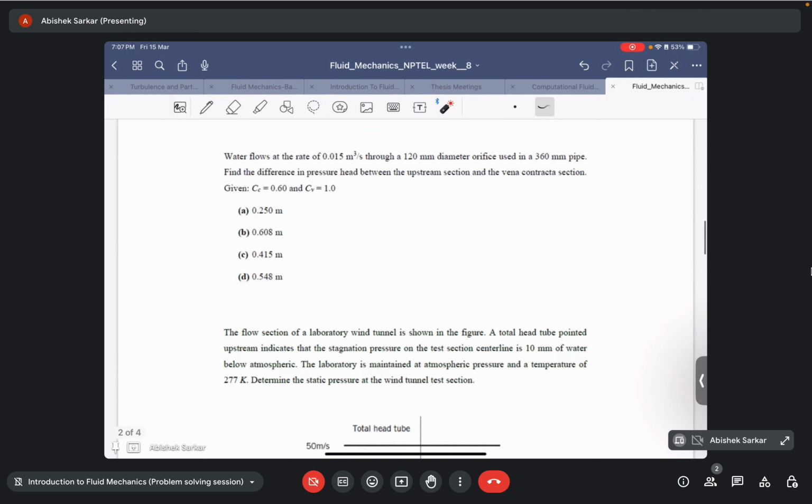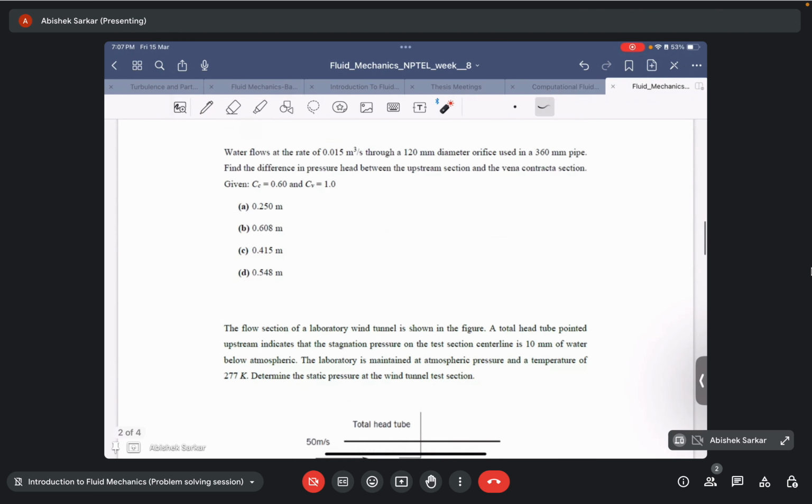So now let us look into question number 3. Water flows at the rate of 0.05 meter cube per second through a 120 millimeter diameter orifice used in a 360 millimeter diameter pipe. Find the difference in pressure head between the upstream section and the vena contracta section. Given that the coefficient of contraction is 0.6 and the coefficient of velocity is 1.0.